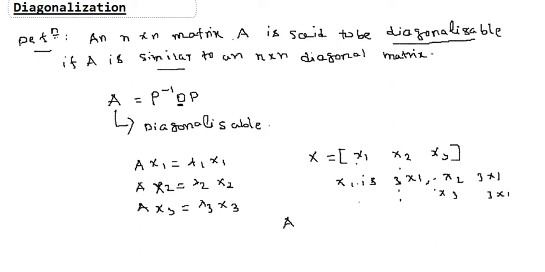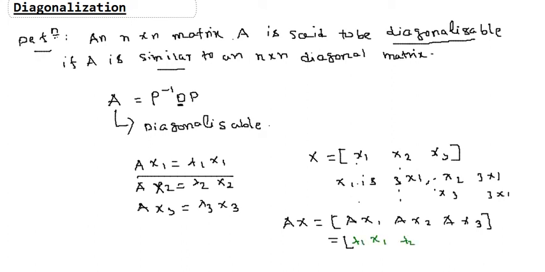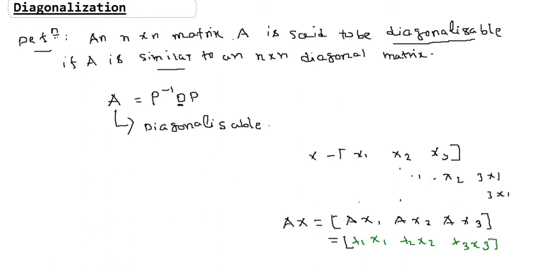So we can multiply two 3 by 3 matrices. After multiplication we get AX, from which we get Ax1, Ax2 and Ax3, and if I put in the values, we get lambda 1 x1, lambda 2 x2, and lambda 3 x3. Next, we can write it this way. This is the procedure to find the diagonal matrix, so we will take it one by one.